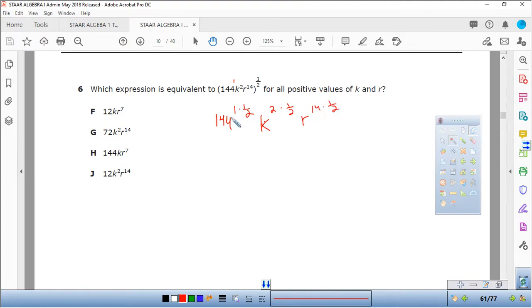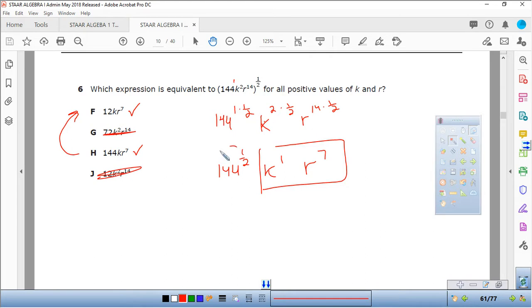Now you know what half does, right? It just gets half of it. So 144 to the half. This one here is k. 2 times a half is just 1. 14 times a half is just 7. So I'm going to look for these, if you don't mind. A 1 and a 7. I like that one. Out. Out. So it's between these two. This is the issue right here.